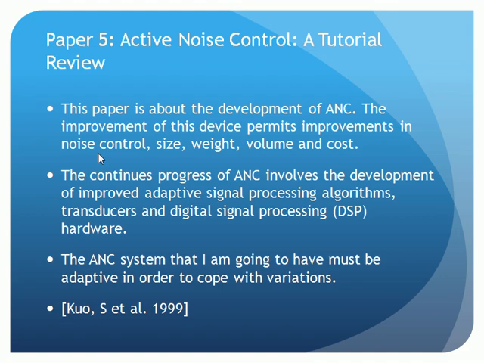Paper 5: Active Noise Control, a tutorial review. This paper is about the development of ANC. The improvement of this device permits improvements in noise control, size, weight, volume, and cost. The ANC system that I am going to have must be adaptive in order to cope with variations.